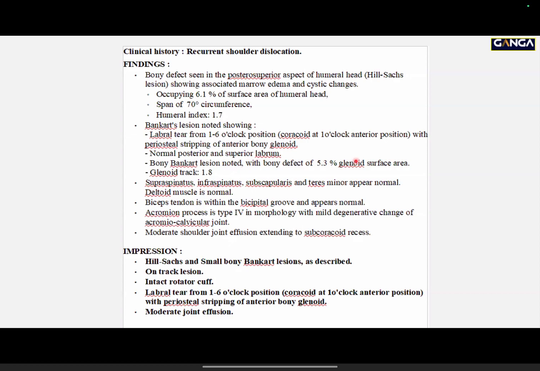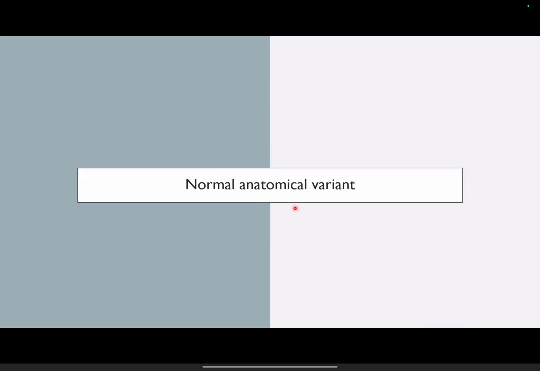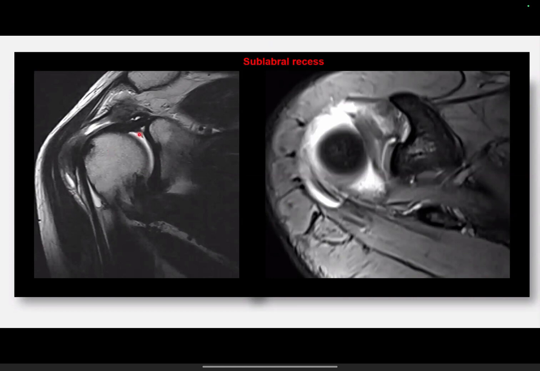Then we have to give the glenoid type, because on the basis of the glenoid humeral index or Hill-Sachs index and glenoid track we will describe or confirm whether it's engaging or non-engaging, and on the basis of glenoid bone loss, we will decide whether a Latarjet procedure or bone reconstruction of the anterior glenoid should be done or not. Then your normal anatomical variants. Like we have discussed, this is the sublabral recess.